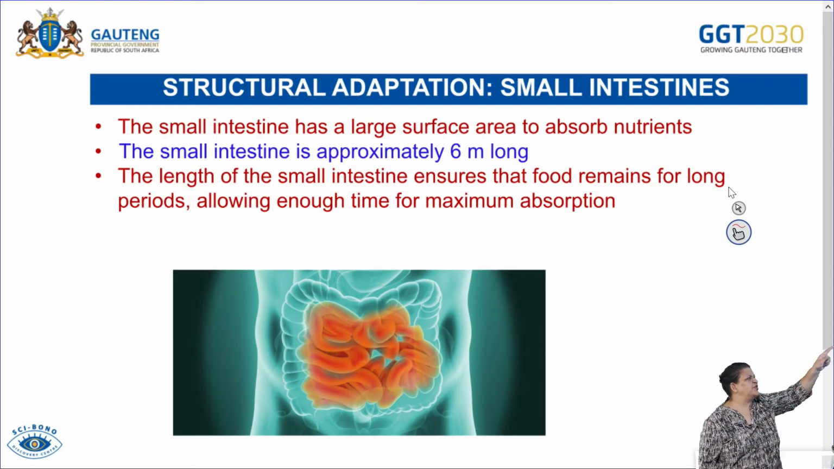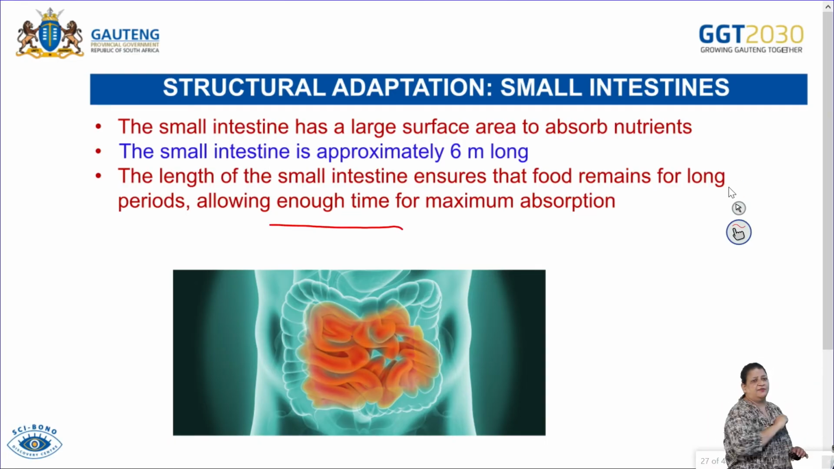Okay, they're saying it's approximately 6 meters long. Okay, in children it will be smaller, but in an adult it will be, say, 6 meters long. That's very, very long. Okay, the length of the small intestine, why must it be so long? It's narrow, that's why it's small, but it's long so that it gives sufficient time for maximum absorption. So if it was short, the food will just go from the mouth to the stomach, intestine, and out. That means you're not going to get anything out of the food you're eating.